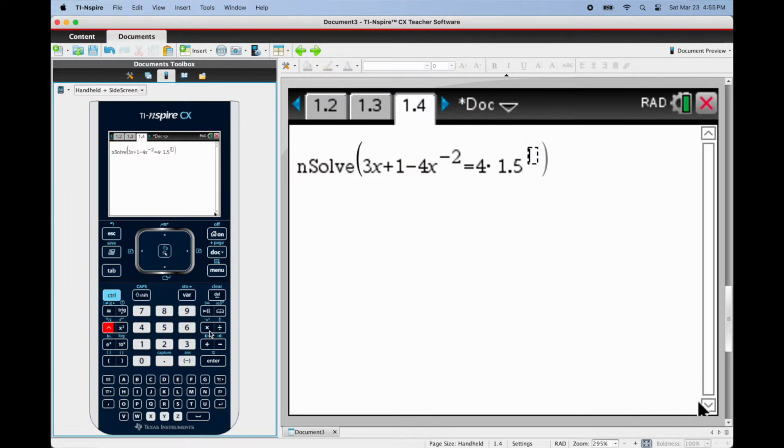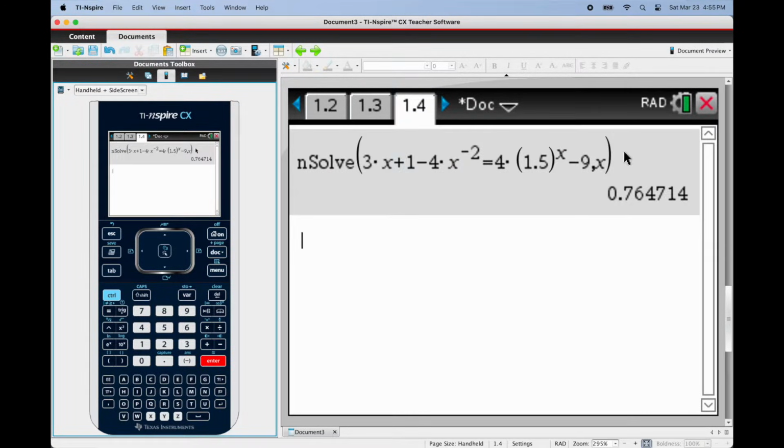1.5 to the power of x minus 9, and we want to ask the calculator to solve for x. It looks rather intimidating, but essentially we're saying, when does this one function, which we defined as this rational function, equal this other one? And it actually worked in this case.